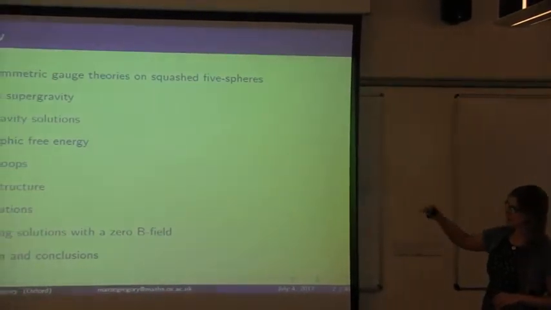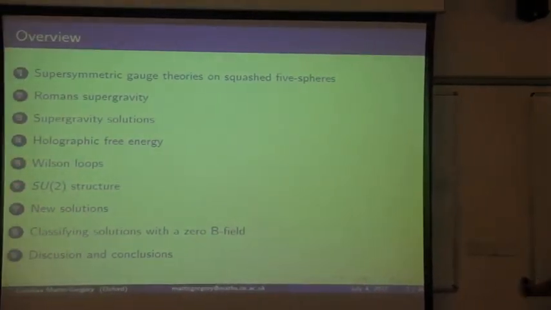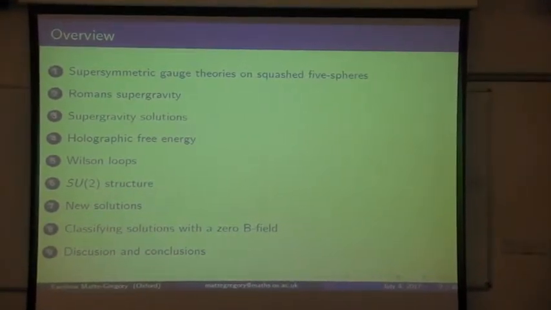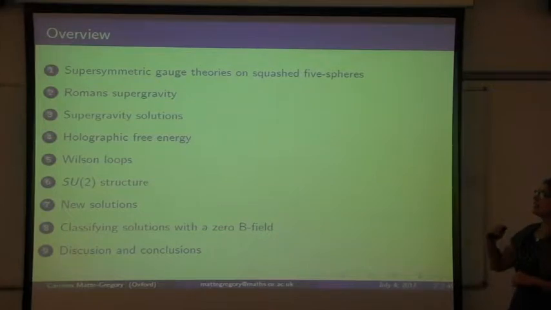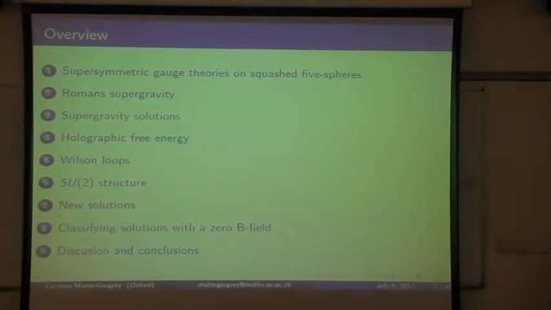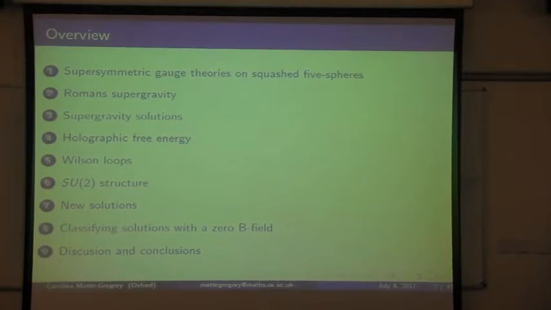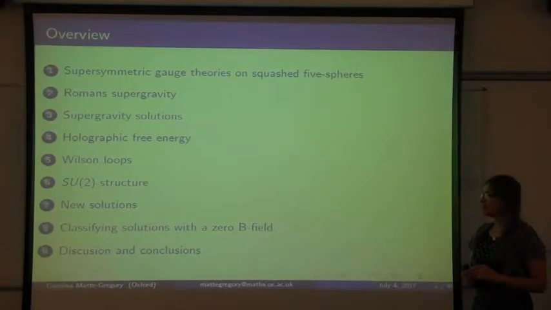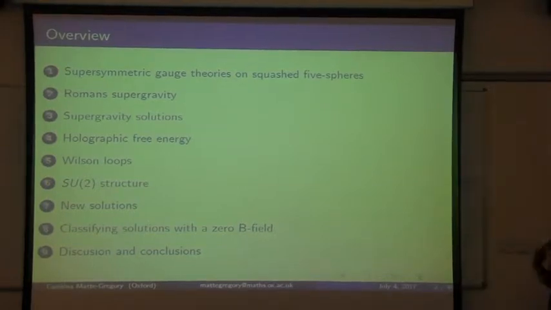The second paper is basically most of the rest of the talk. I'm going to define the SU(2) structure, the G-structure that I talked about yesterday, for this case, and then talk about what you can do with this SU(2) structure, and in particular look at new solutions. And if time allows, we'll see how it goes, I'll be classifying some solutions with zero B theory.